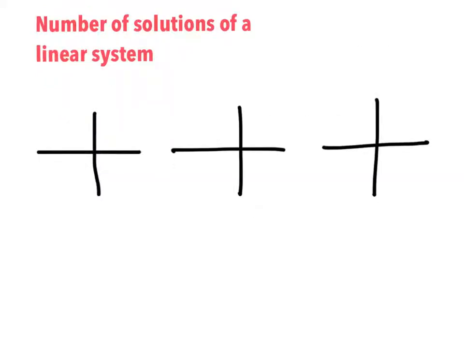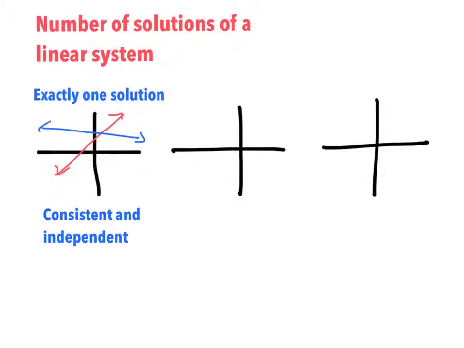Okay, so with two lines, we're going to have three different ways that these solutions could occur. If I just have two lines like we've seen, where they intersect once, this would have exactly one solution. And because it has exactly one solution, since it has at least one, we know it's consistent. And because it's exactly one solution, it's independent.